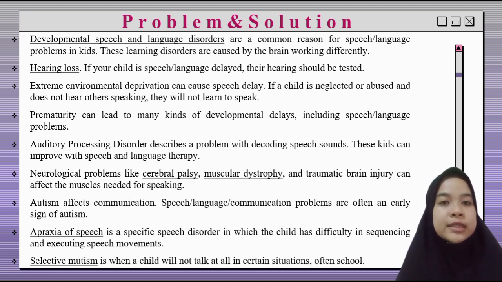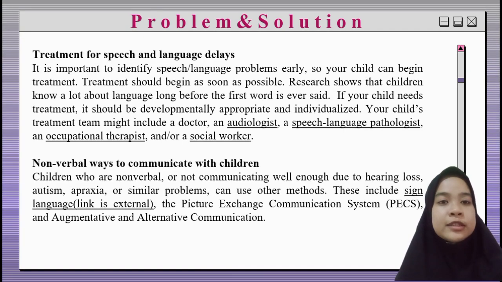Selective mutism is when a child will not talk at all in certain situations, such as after school. The solution to the problem is treatment, treatment for speech and language delays. It is important to identify speech or language problems early so your child can begin treatment. Treatment should begin as soon as possible. Researchers show that children know a lot about language long before the first word is ever said. If your child needs treatment, it should be developmentally appropriate and individualized.